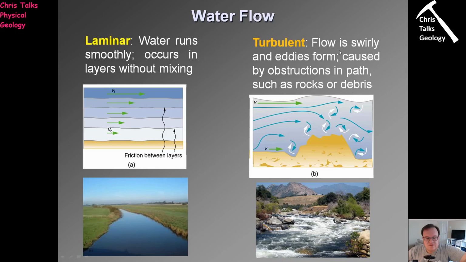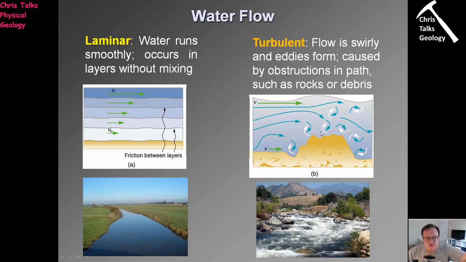Now, the other way through which water can move is through turbulent flow. Turbulent flow is produced in environments where you have a very rough riverbed. You can see it here in this picture. This particular riverbed is full of boulders all over the place, and you can see how the water is churning. In a turbulent environment, the flow is swirly and it contains lots and lots of eddies. That's because there are lots and lots of obstructions in the way.